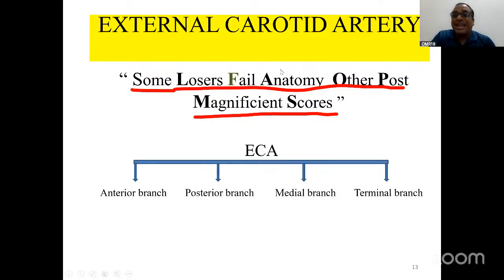Now only anatomy is left. Anatomy is a sandwich between the anterior branch and the posterior branch. It is there in the middle, so the middle one is called the medial branch. So we have got 8 branches in total for the external carotid artery, which are divided into 4 compartments: anterior, posterior, terminal, medial.